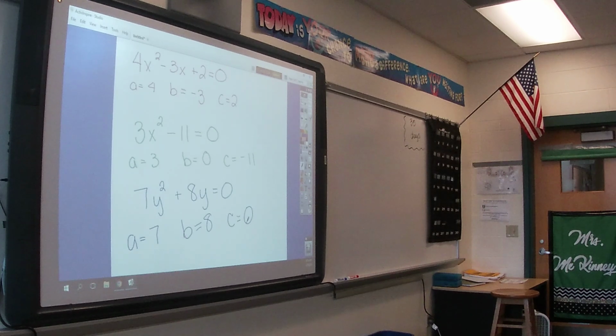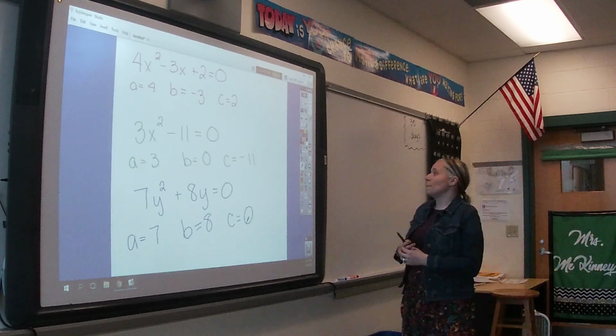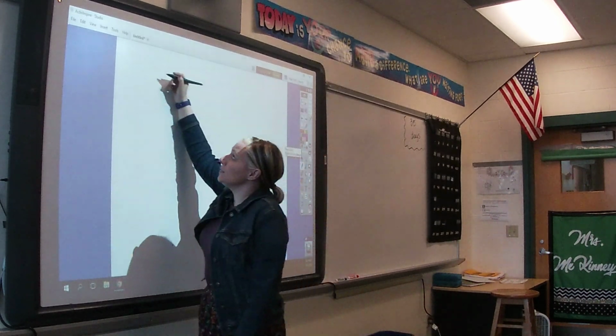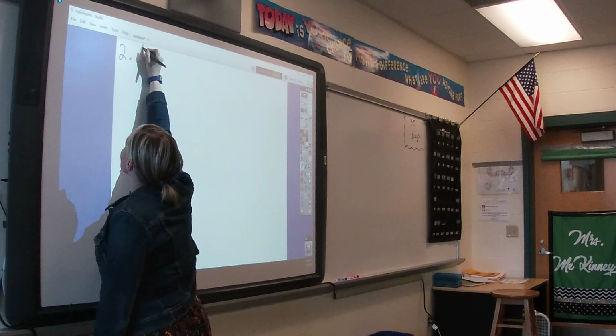That is actually the biggest mistake I see when it comes to the test. My students can use the quadratic formula beautifully. If they don't pick the appropriate A, B, and C, then none of the rest of that work matters. So you have to be able to find A, B, and C correctly. Okay, once you find A, B, and C, step 2.